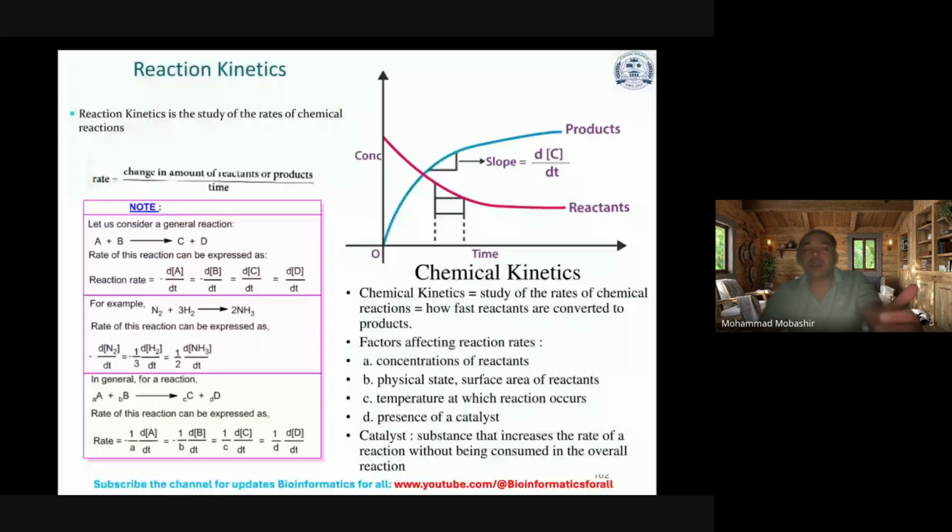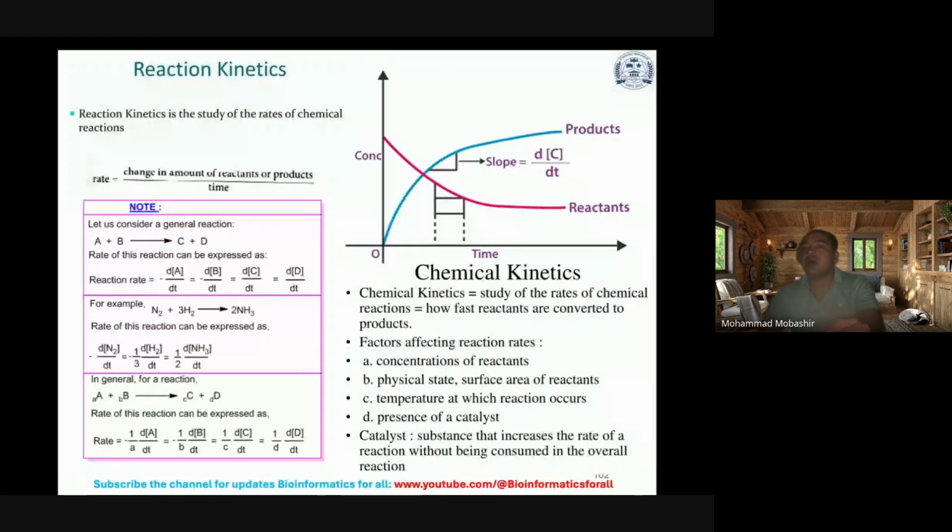You also need to understand how the number of molecules will be written. For example, if there are 2 molecules, then we write 1 by 2. If there are 3 molecules, we write 1 by 3. So this is what you need to understand. Then it comes to the slope. What will be the slope? You have to calculate the slope at a particular time point. That's it.